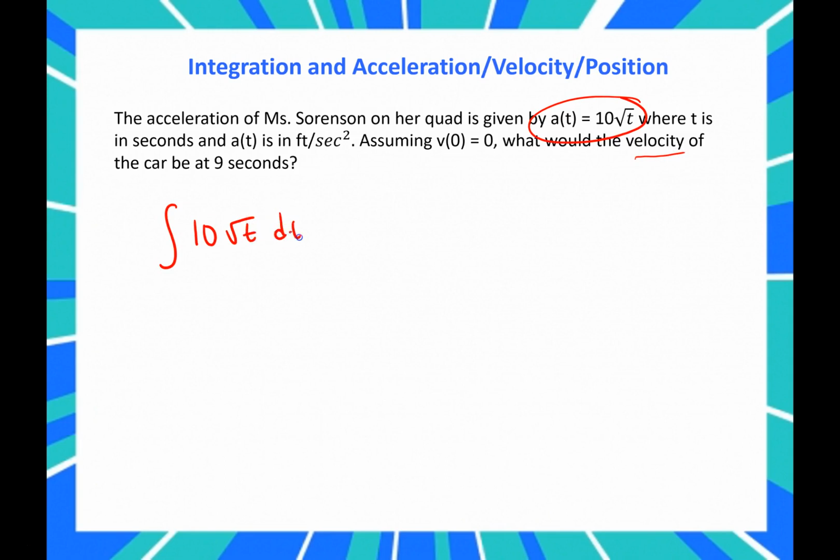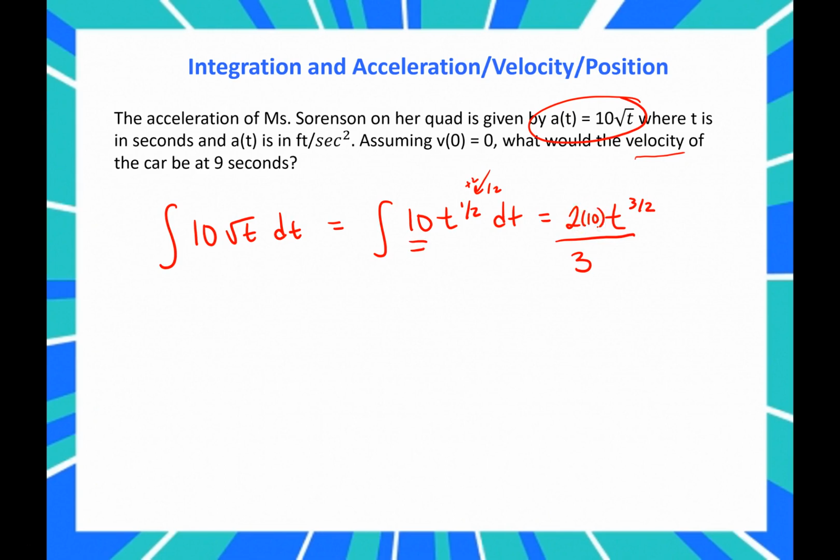10 square root of t dt. I'm going to just go ahead and simplify this as 10t to the 1/2. And I'm going to use my power rule where I add 2 over 2, or 1, to that. So that's going to give me t to the 3/2, because if I add 2 over 2 here, that gives me a 3 over 2. And now I'm going to multiply by its reciprocal, because I'm dividing by that fraction. So I'm going to have times 2/3. But don't forget about this 10.